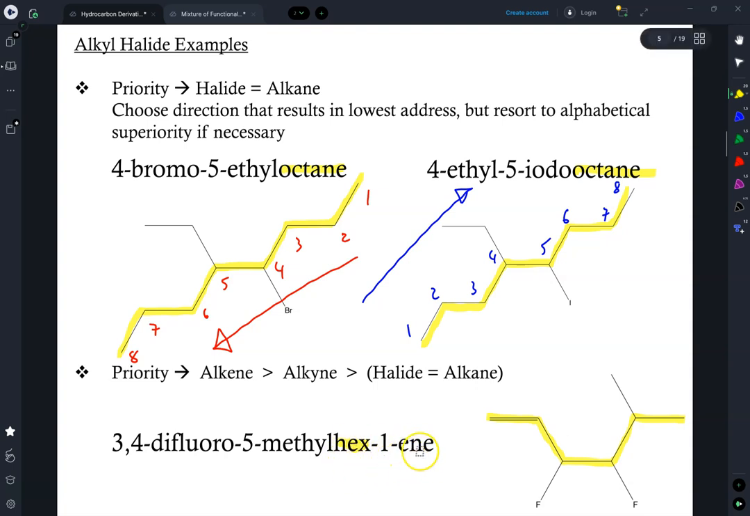And because the double bond is higher priority than everyone else over here, it should get the lowest possible number. Which means we need to count from left to right, making this 1-ene. So the double bond is located on the number 1 carbon. 3,4-difluoro, so there's 2 of these fluorine groups on the number 3 and the number 4. And on the number 5 carbon, we have a methyl branch.